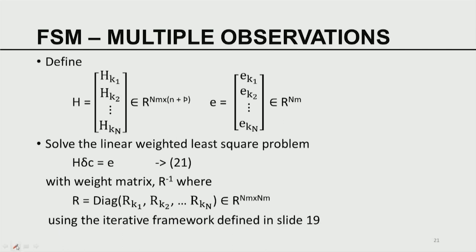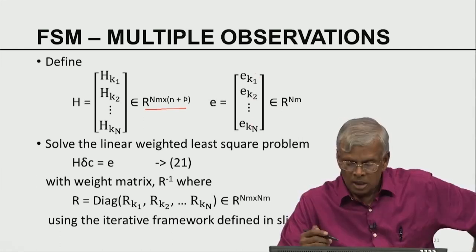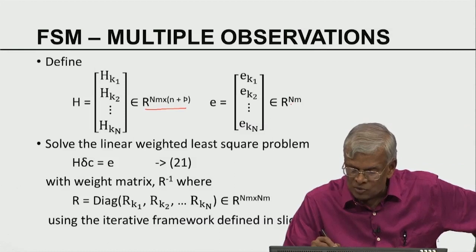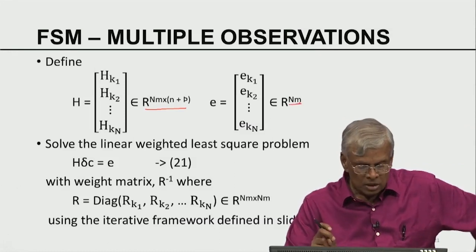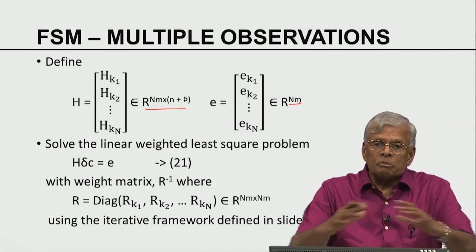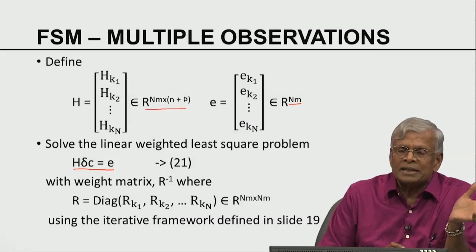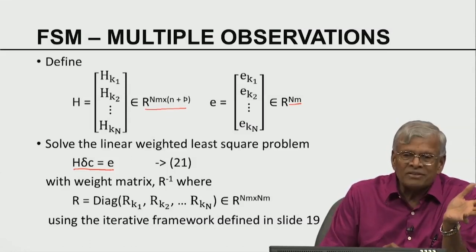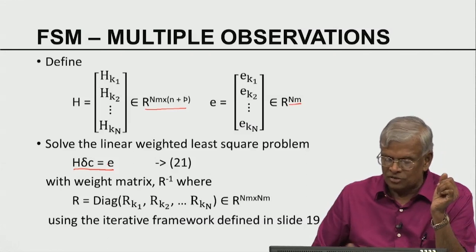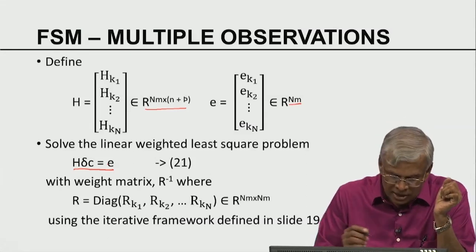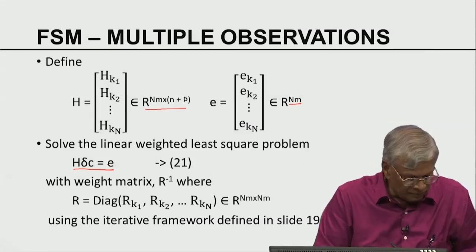This matrix is of size R^(nm) cross p. Likewise, I also stack all the forecast errors at times k1, k2, kn. And that is going to give you a large vector of size nm. So, if you pull them all together, I have now a new linear least square problem. Please remember, delta C has not changed. Only the matrix H has changed. Only the vector E has changed. In this case, I think it should be minus E.